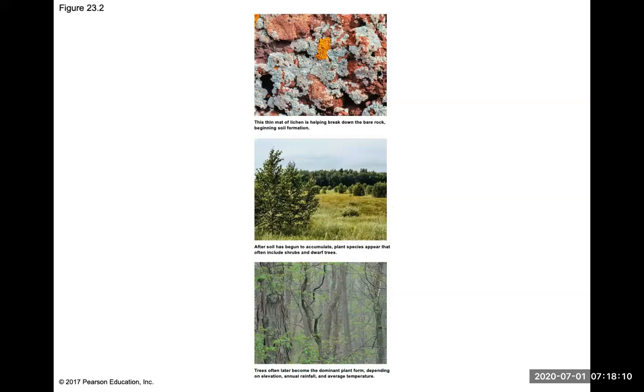And we can see them here. This thin mat of lichen is helping break down bare rock, beginning soil formation. After soil begins to form, we'll have plants appear, and then we'll have mature trees appear. So the lichen is the primary succession.